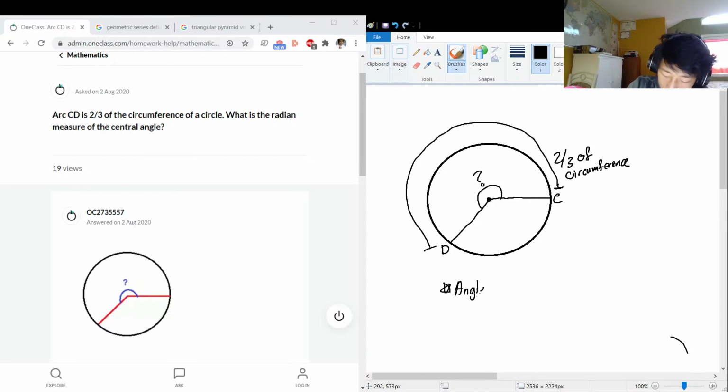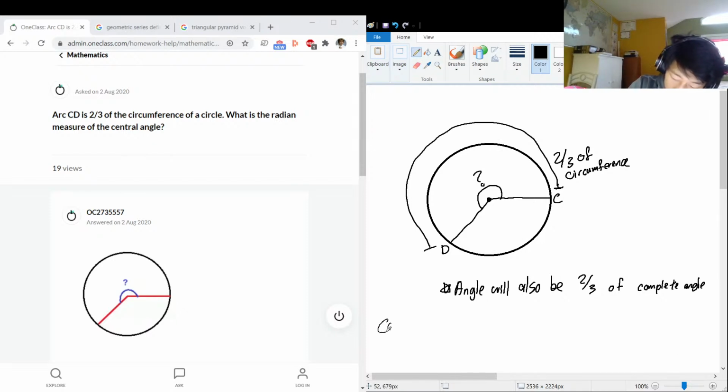So the angle will also be 2/3 of the complete angle. And our complete angle in radians is 2 pi.